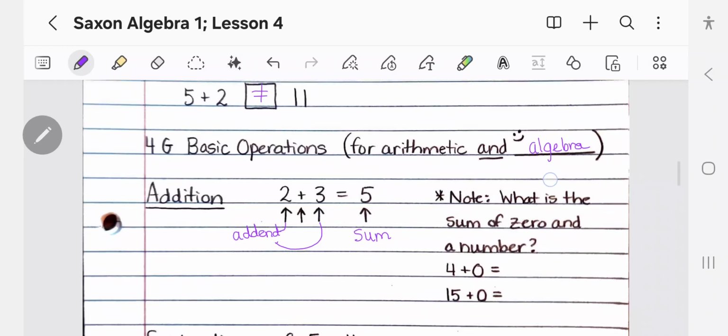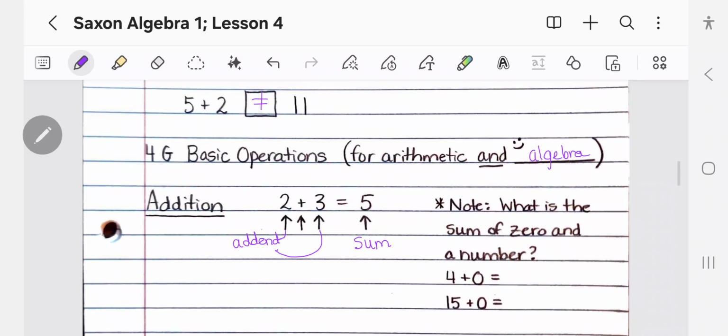Now there's a question here to the side. What is the sum, or the answer to an addition, of 0 and a number? Well, let's try a few examples. If we don't know that answer, we can try a few. 4 plus 0, that would just be 4. 15 plus 0, that would just be 15. So can we generalize that? What is the sum of 0 and a number? Well, it would just be the number, right? And here's a symbol for number, an abbreviation.